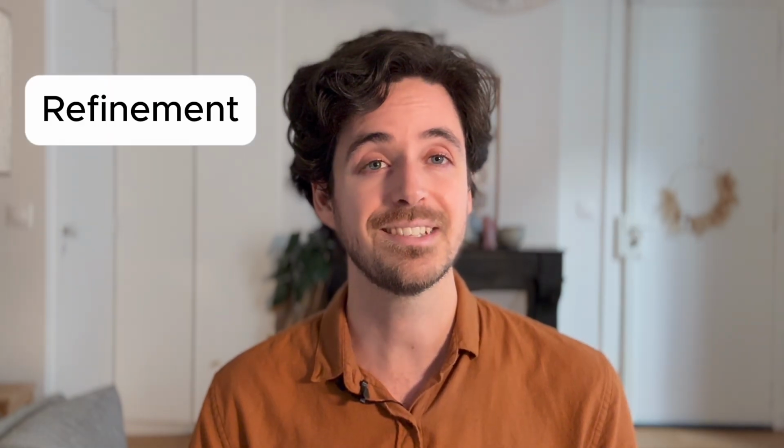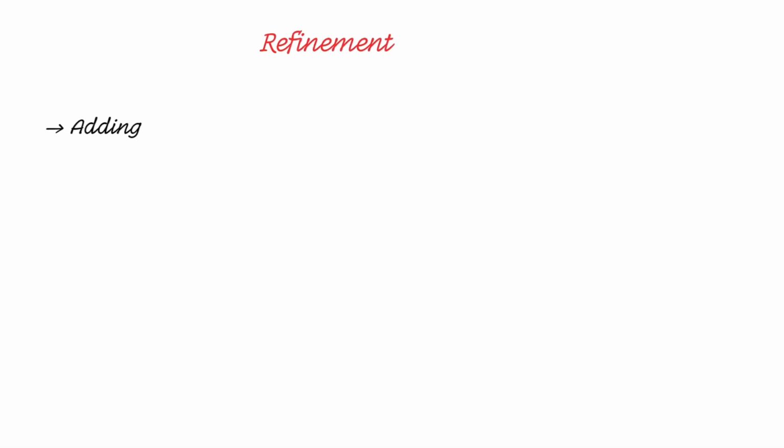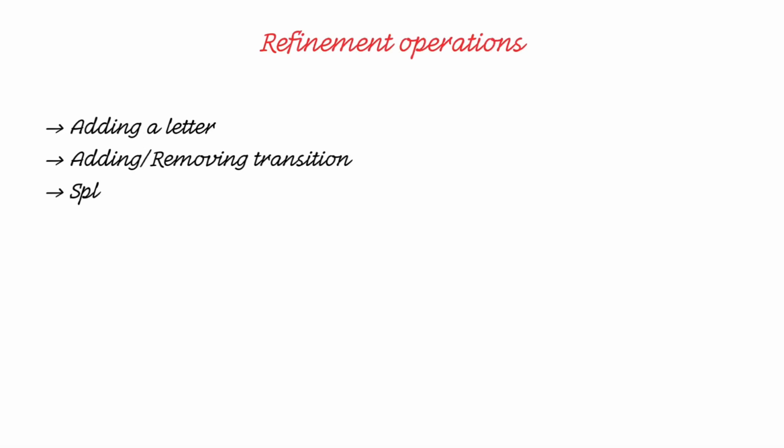Let us now talk about refinement. Refinement is the process of making a theory more precise and more accurate. We define 8 refinement operations, including, for example, adding a letter, adding or removing transitions, splitting a state into more detailed states, or even adding a new automaton to represent a module.